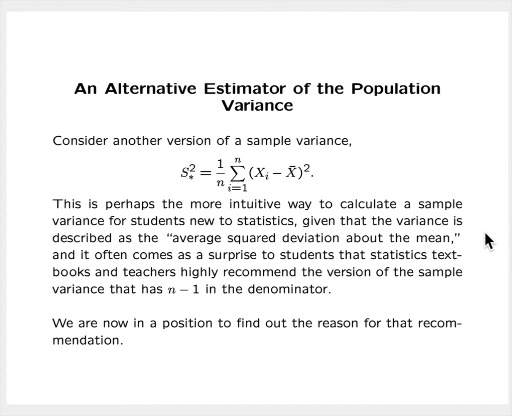It also often comes as a surprise to students that statistics textbooks and statistics teachers highly recommend, in fact we insist upon, using the version of the sample variance that has n minus 1 in the denominator rather than this version. So I think that in many cases, when we start talking about a sample variance, students think we ought to be dividing the sum of squared deviations by n, and they are surprised to hear that we are going to divide it by n minus 1 instead. But now we're in a position to find out the reason for that recommendation.